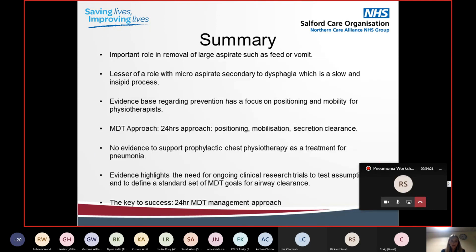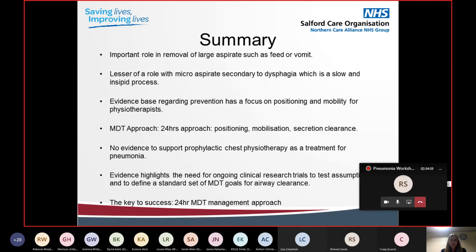In summary then, we need to think about what it is that we're trying to achieve, and that we might have an important role if a patient has aspirated a large volume of feed or vomit, or there is a high secretion load, and a lesser role with microaspirate secondary to dysphagia, which is a slow insidious process. The evidence base regarding prevention has a focus on positioning and mobility for physiotherapists, but requires further research.